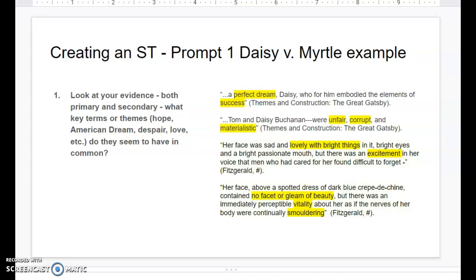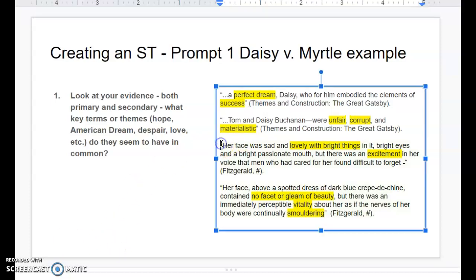Okay, so I find 2 primary CDs. So the first one is "her face was sad and lovely with bright things in it, bright eyes and a bright passionate mouth. But there was an excitement in her voice that men who had cared for her found difficult to forget." Clearly Daisy. The second CD, "her face above a spotted dress of dark blue crepe de chine, contained no facet or gleam of beauty, but there was an immediately perceptible vitality about her, as if the nerves of her body were continually smoldering." Clearly Myrtle. Note, this is how you cite: author's last name, page number.